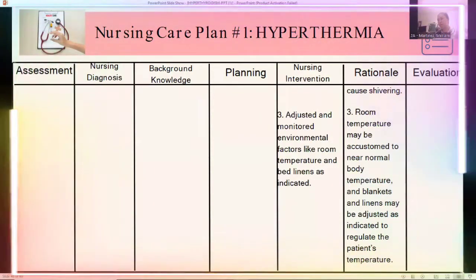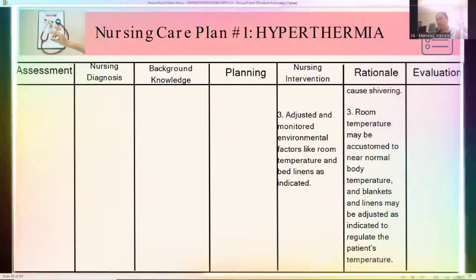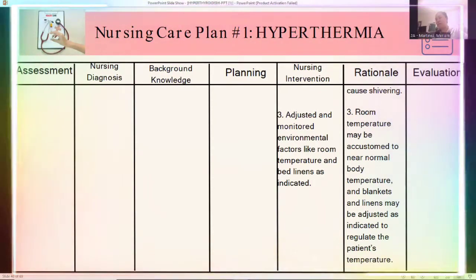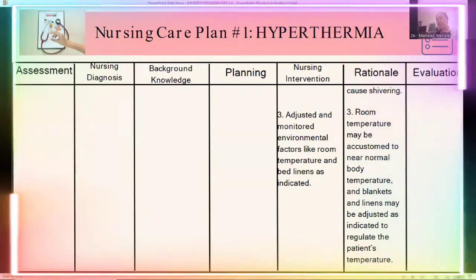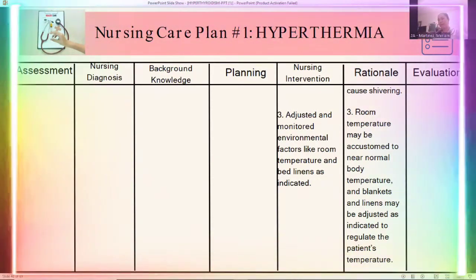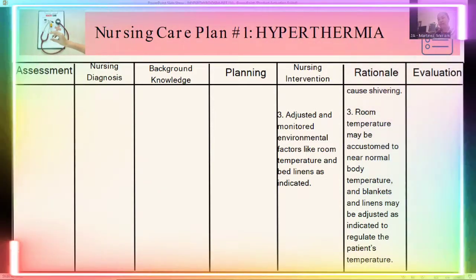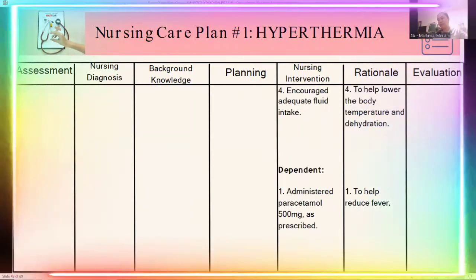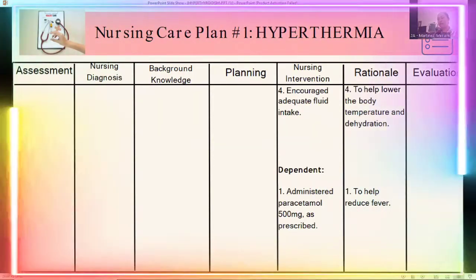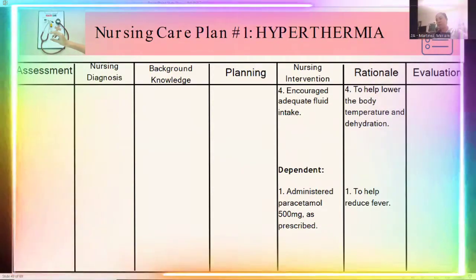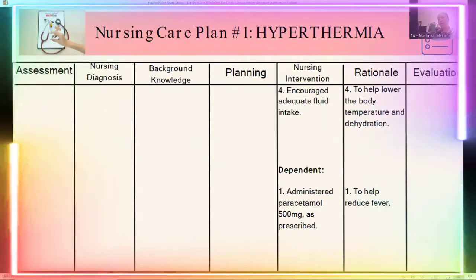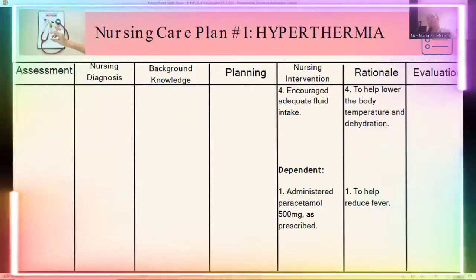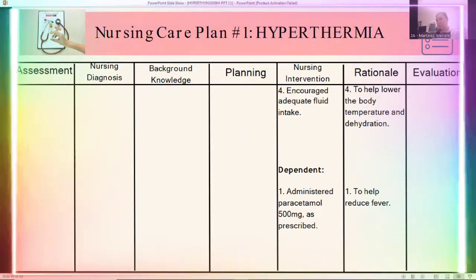Next, we adjusted and monitored environmental factors like room temperature and bed linens as indicated. Room temperature may be adjusted to near normal body temperature, and blankets and linens may be adjusted as indicated to regulate the patient's temperature. Next, we encourage adequate fluid intake. This is to help lower the body temperature and prevent dehydration. And for our dependent nursing intervention, we administered paracetamol 500 milligrams as prescribed. This is to help reduce fever.